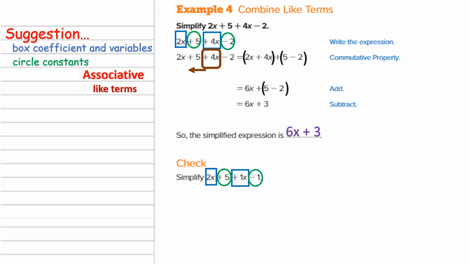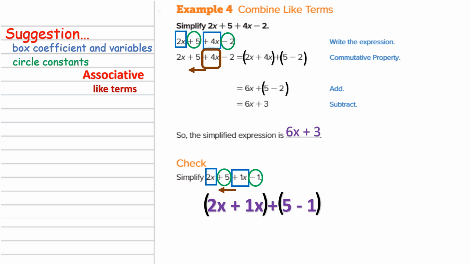I'm going to do my commutative property. I'm going to slide them to where they're grouped together of boxes and circles. And then I'm going to do my associative property and put them in groups that associate together. Notice I have two coefficients with the same variable, so I know I can add those together. And then I have two constants, so I can do the math that's indicated there.